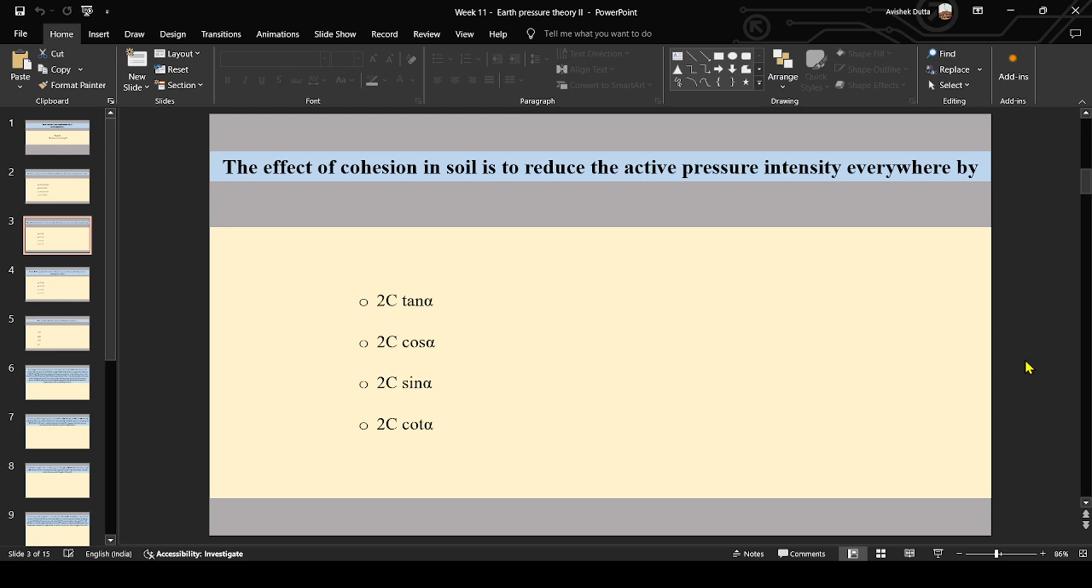where C refers to the cohesion of the soil and alpha is the failure angle made by the failure plane with the plane of the major principal stress, or the major principal plane. Generally we write it as 45 plus phi by 2. Phi is the angle of internal friction. So C is the cohesion, alpha is the failure angle.